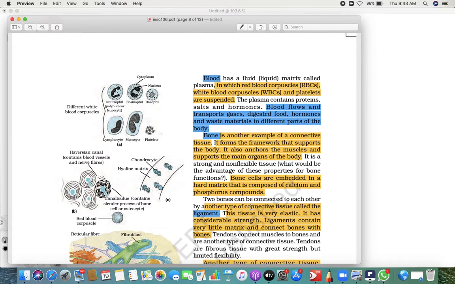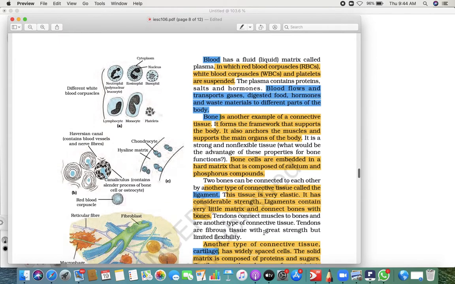So if a ligament gets torn, there is no easy way it can be healed, right? It can be healed in another way, but that tissue that connects bones is a ligament. It is elastic, it has strength, and has very little matrix, and connects bones with bones. So basically two bones are connected with ligaments.